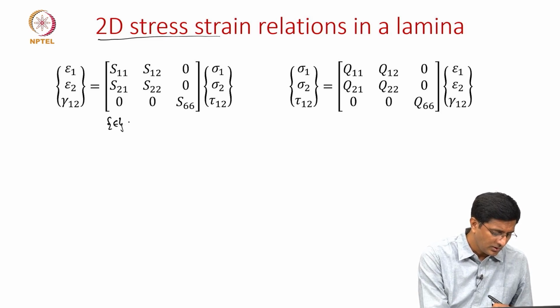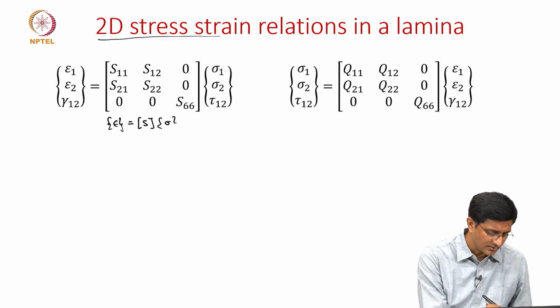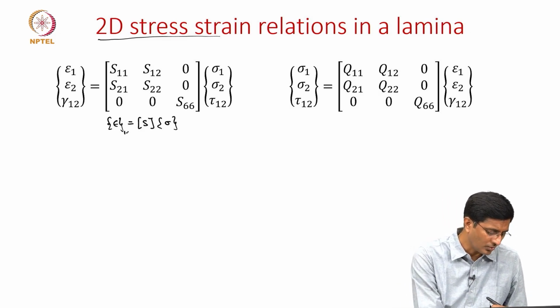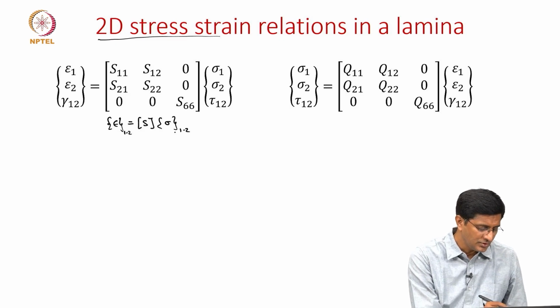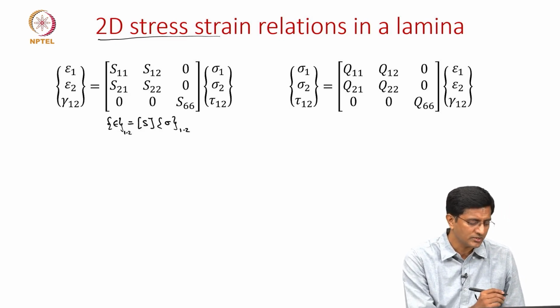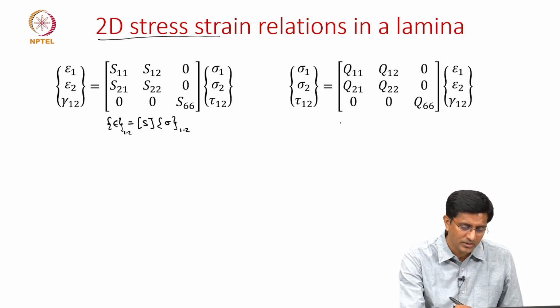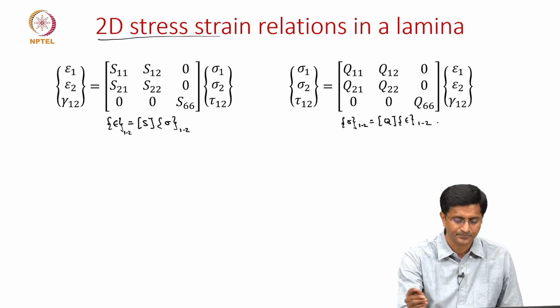The strain is related with the compliance matrix S times the stresses, written in terms of the material coordinates. That is why we have this 1 2 written. Since we are looking in the material coordinates, we mentioned that these are the relations for specially orthotropic material. Similarly, here we have the stress strain relations, where the stresses in the material coordinates are given by the stiffness matrix Q times the strains in the material coordinates.